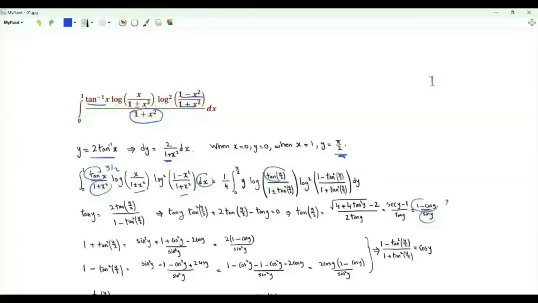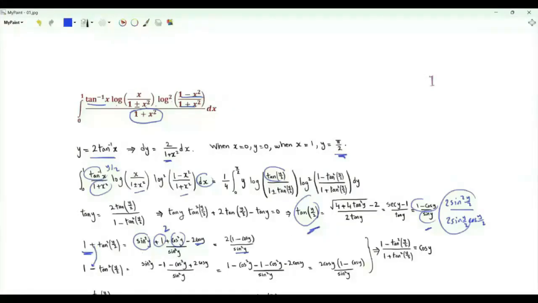1 minus cosine y over sine y is 2 times the square of sine(y/2), divided by 2 sine(y/2) cosine(y/2). This is tan(y/2). If we square both sides and add 1, in the numerator we get sine squared y plus cosine squared y plus 1, that's 2, minus 2 cosine y. In the denominator we have the square of sine y.